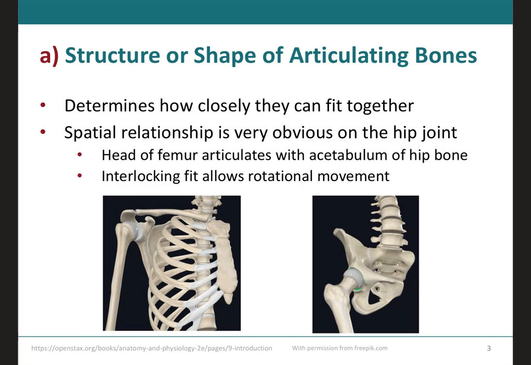The structure or shape of the articulating bones is going to determine how closely they can fit together. The articular surfaces of some bones have a complementary relationship, and this spatial relationship is very obvious at the hip joint, as we can see over here, where the head of the femur will articulate with the acetabulum of the hip bone, and this will make an interlocking fit that allows rotational movement. On the left, we can see the articulation of the shoulder joint between the head of the humerus and the glenoid cavity of the scapula.